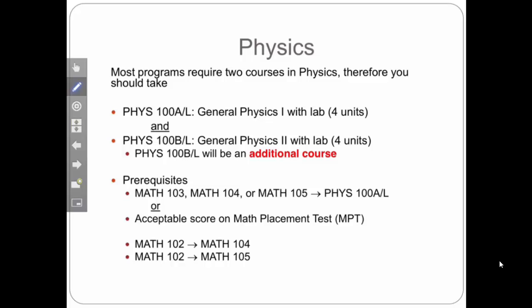Most DPT programs require 2 courses in physics, and therefore you should take Physics A with lab and Physics B with lab. Physics A with lab is required for the degree in Kinesiology with the option of exercise science. However, Physics 100B is not required and therefore will be an additional course.